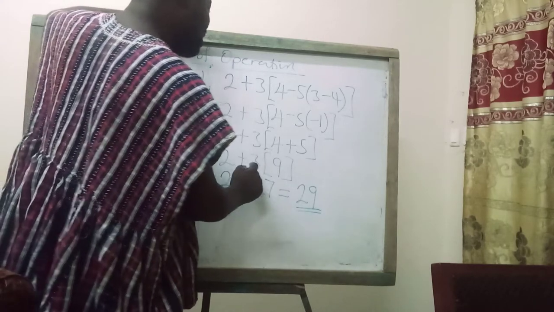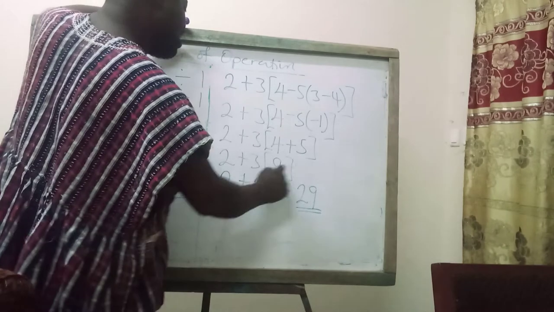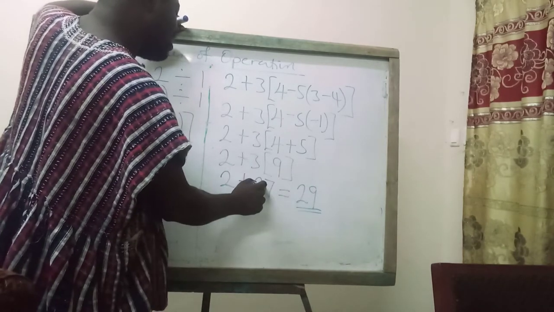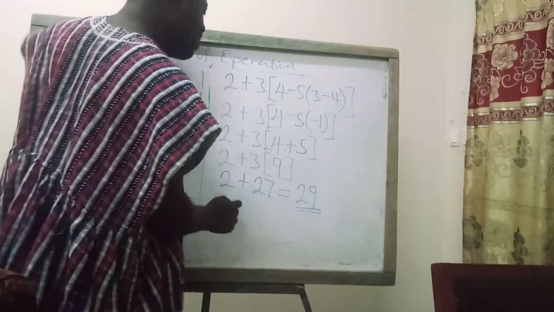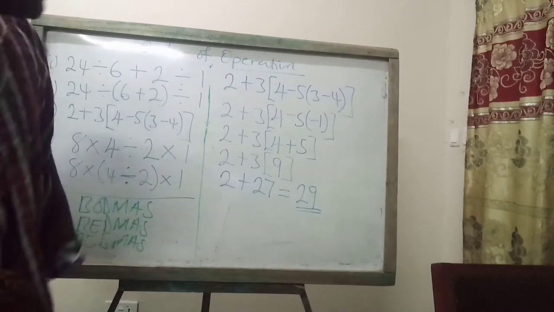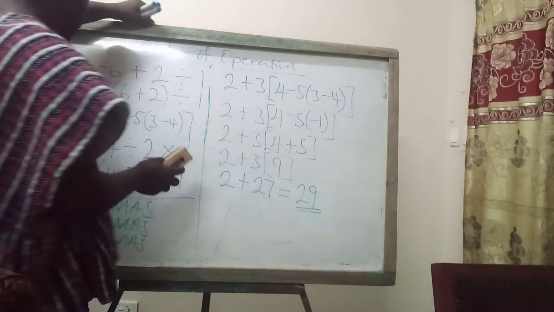You see, you better off this bracket, you better expand it. Then you have 2 plus 3 times 9, 27. Then 2 plus 27, the answer is 29. Okay, you better call number 4.